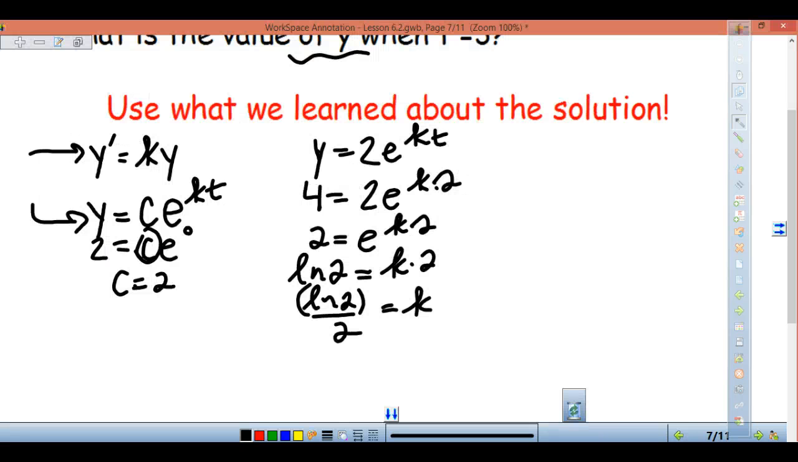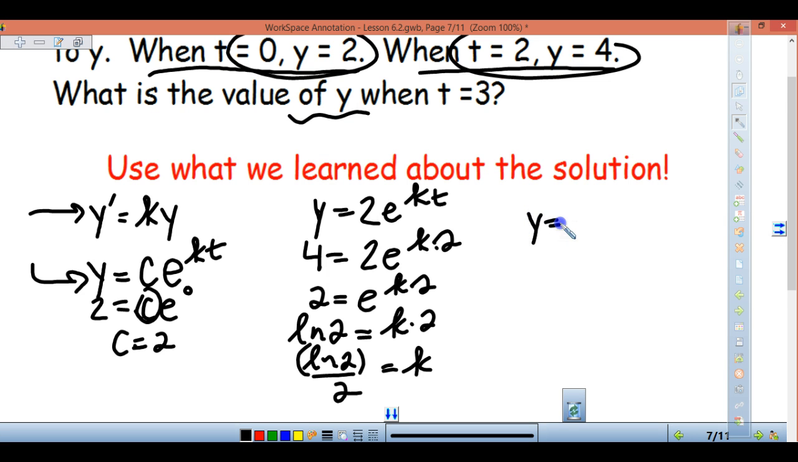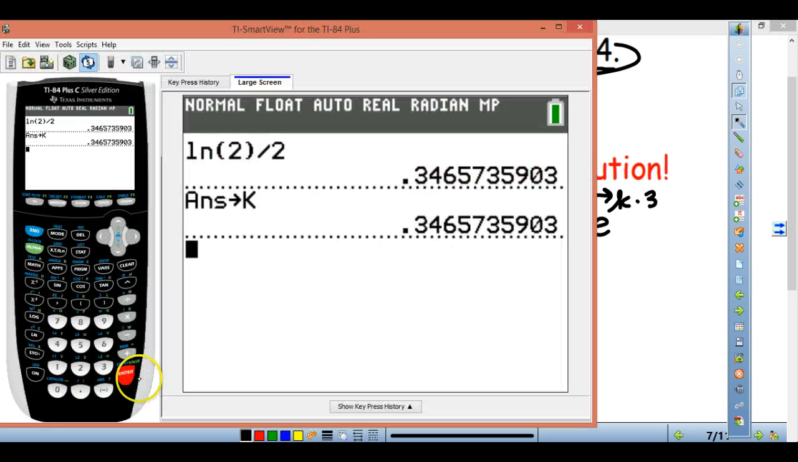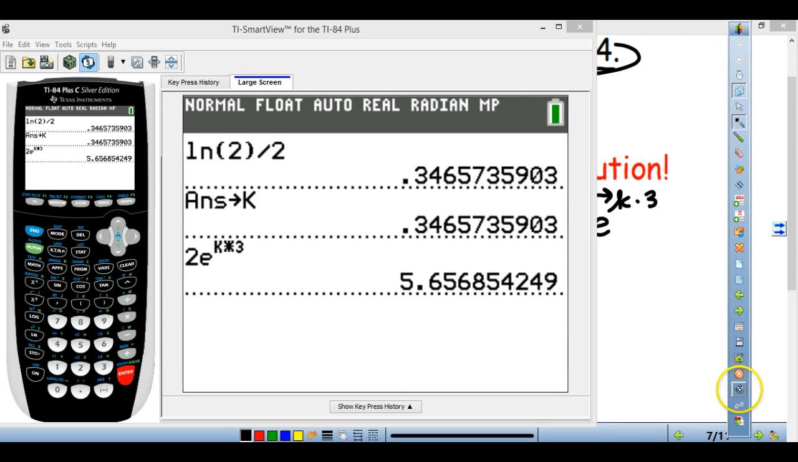So what I mean by that is it says, what's the value of y when t is 3? So what's y? So 2e to the k times 3. So I know k is this value, but when I am storing it in my calculator, I'm just going to recall k. So let's go ahead and see what I mean by that. So you can go 2e to the alpha k times 3. So then what that did was it allowed me to just recall that value that I stored as k.